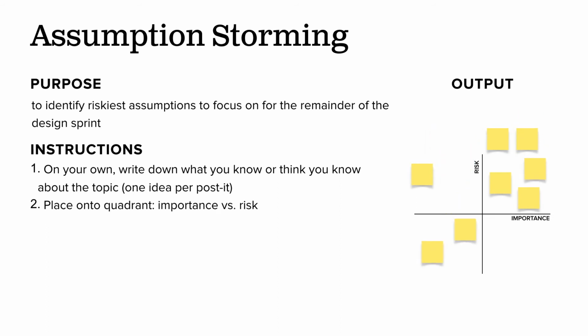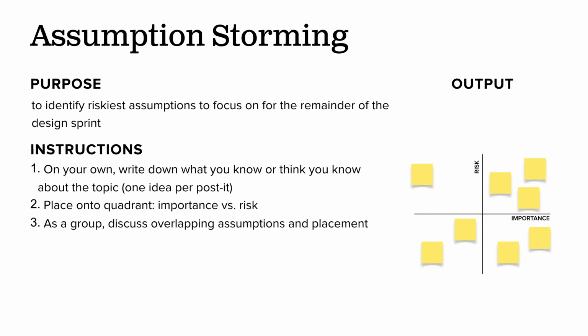After you've done about 10 to 20 minutes of individual activity, post all the assumptions up on the grid wherever they think they are, and then discuss them as a group. You may want to challenge them, move them around, see are they as critical as you think they are or as risky as they think they are, or are they as important for this design sprint?